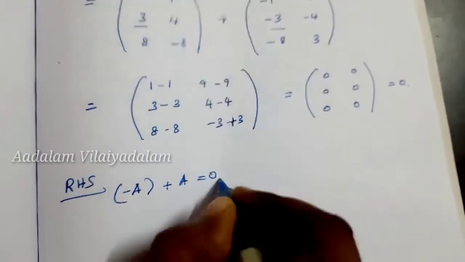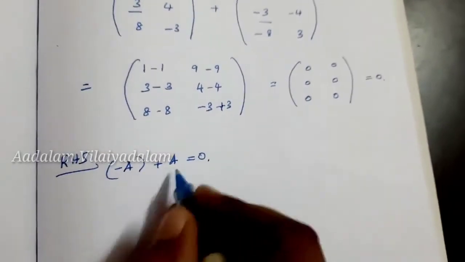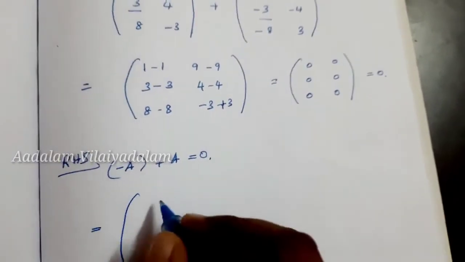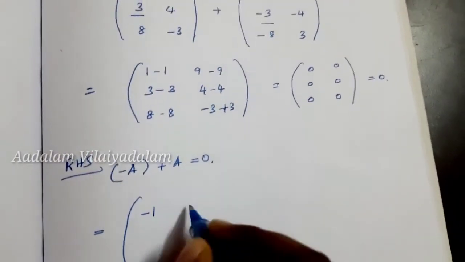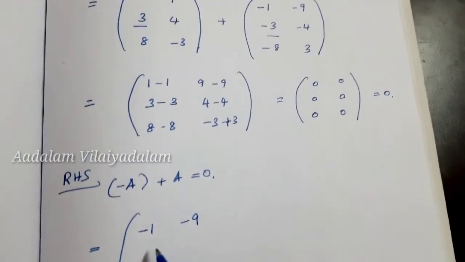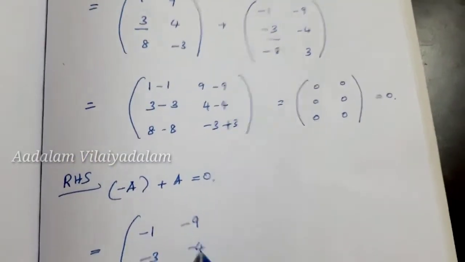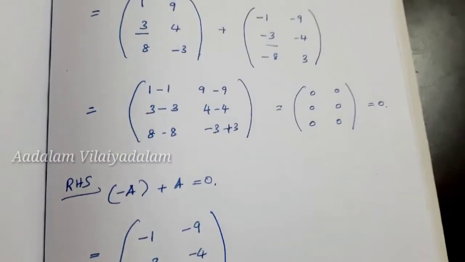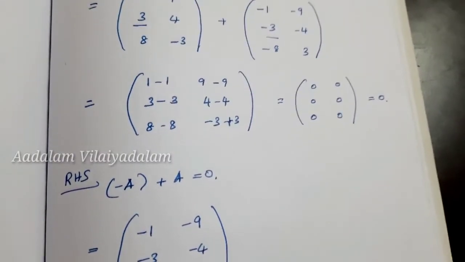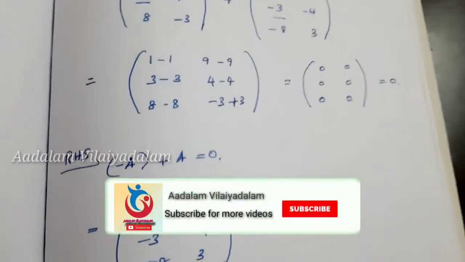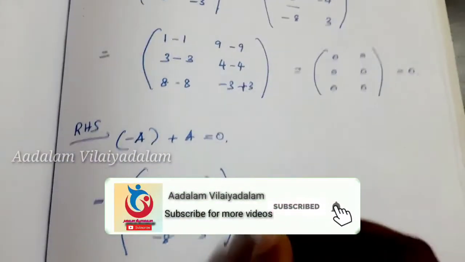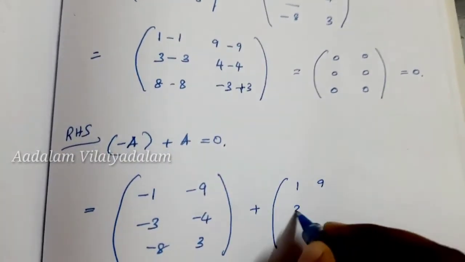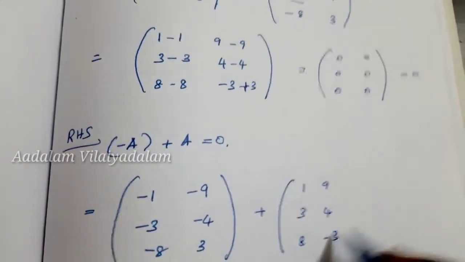The same way we can follow the right hand side, that is minus A plus A equal to 0. So let's go for the minus A. In the same procedure we change the sign, that is minus 1, minus 9, minus 3, minus 4, minus 8 and 3. That means positive numbers are becoming negative and negative numbers are becoming positive. And plus A is the given matrix 1, 9, 3, 4, 8, minus 3.